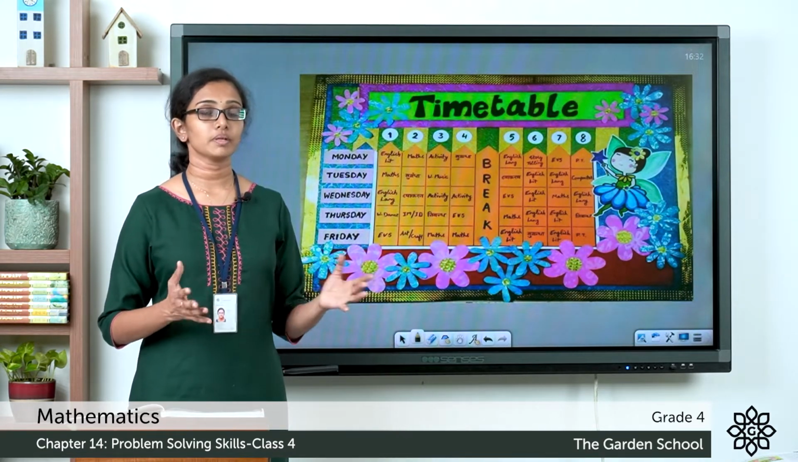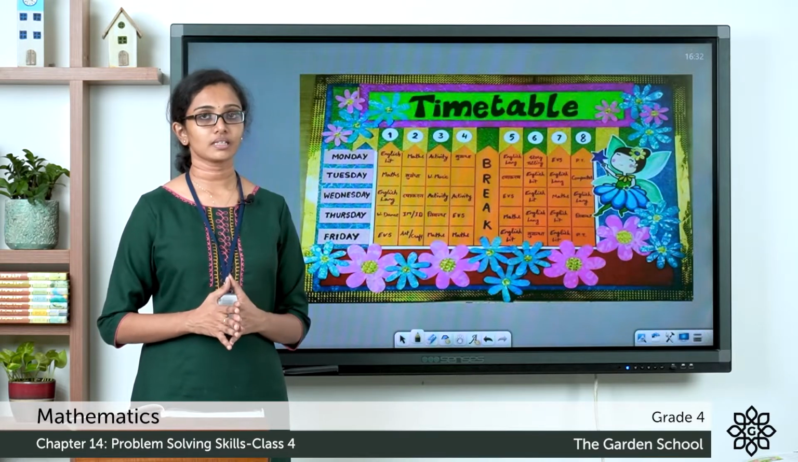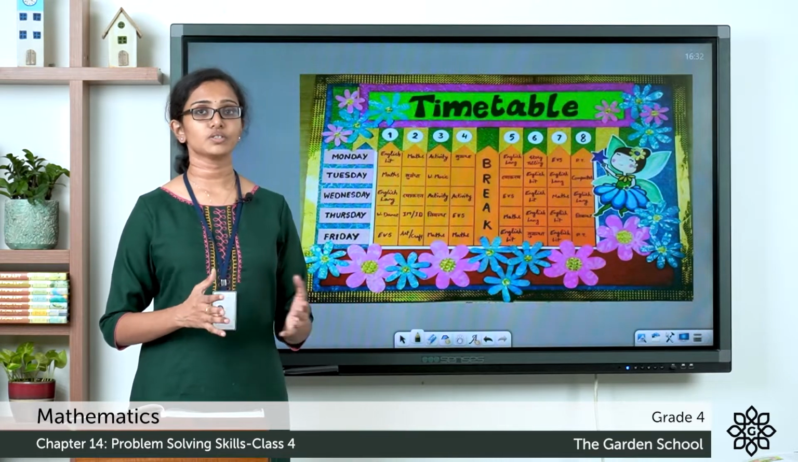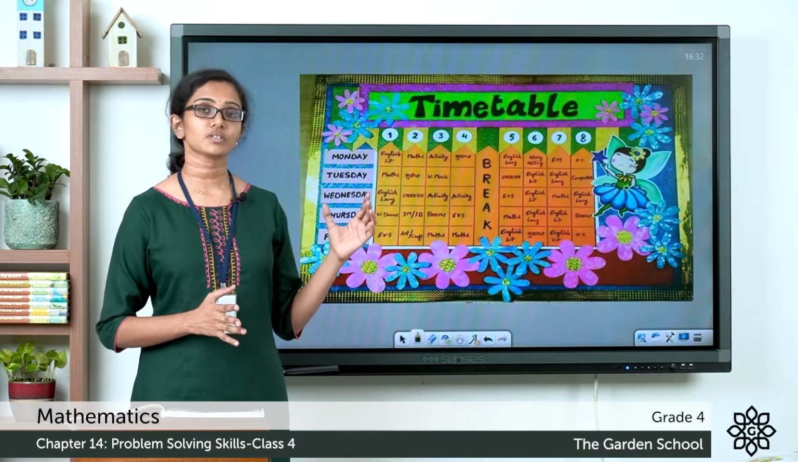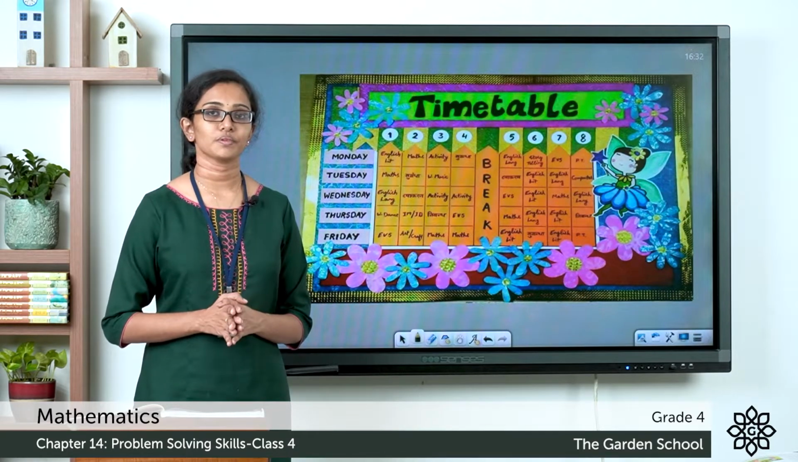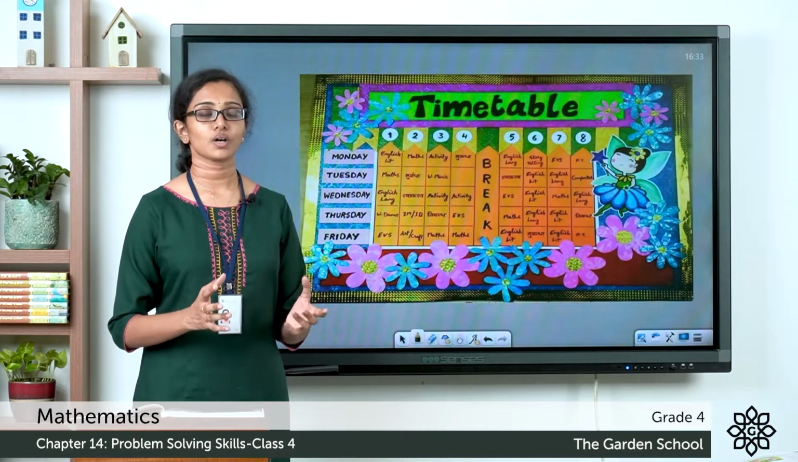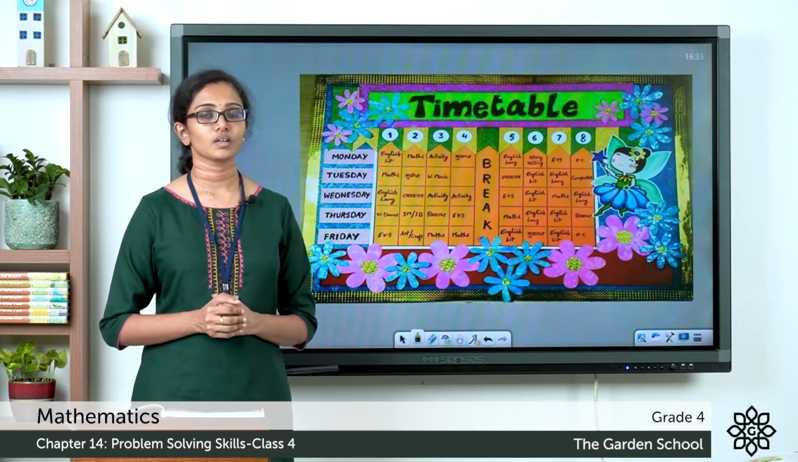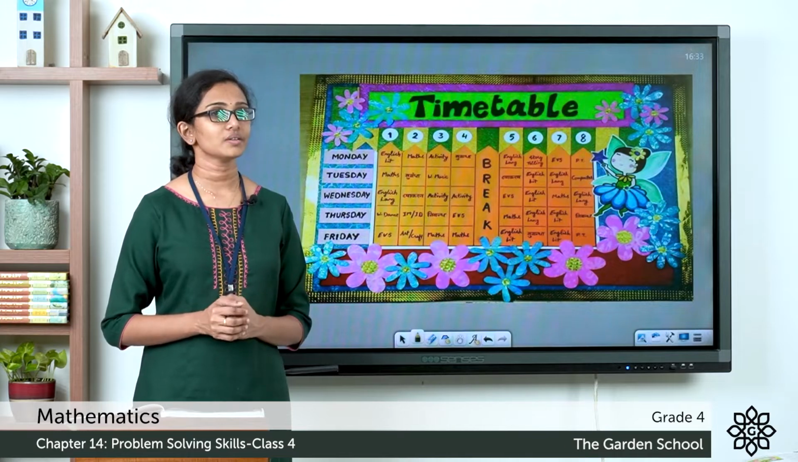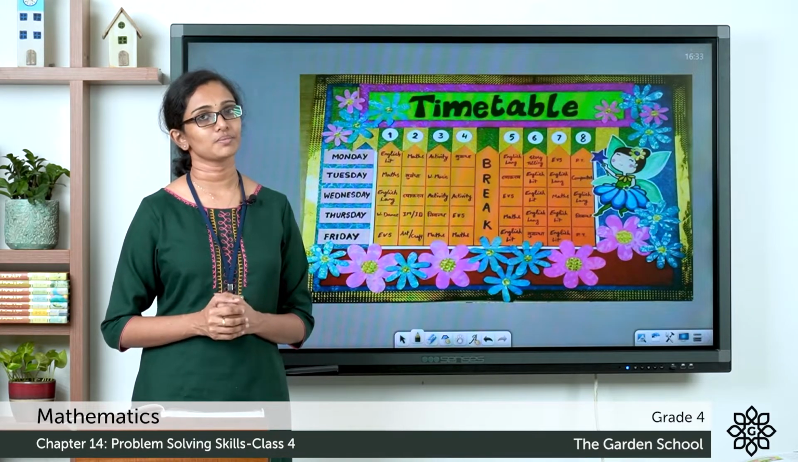So, here one problem is solved. How to conduct classes of different subjects by different teachers. We used a table to solve this problem. So, similarly, we can make use of tables to solve different kinds of problems. So, that is one strategy, one effective strategy we can use in problem solving.